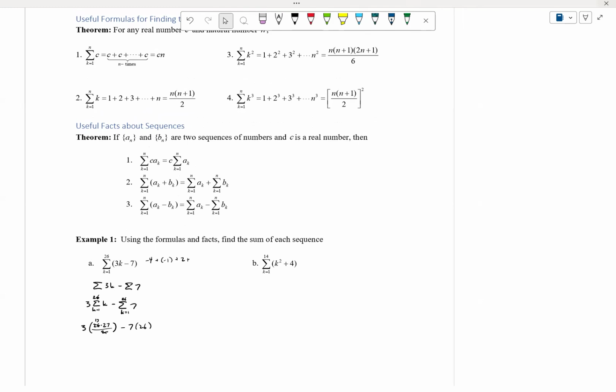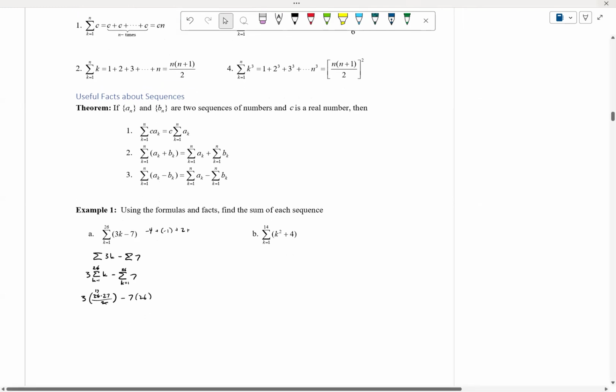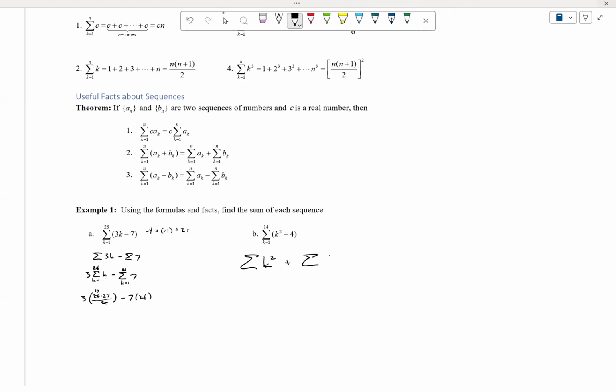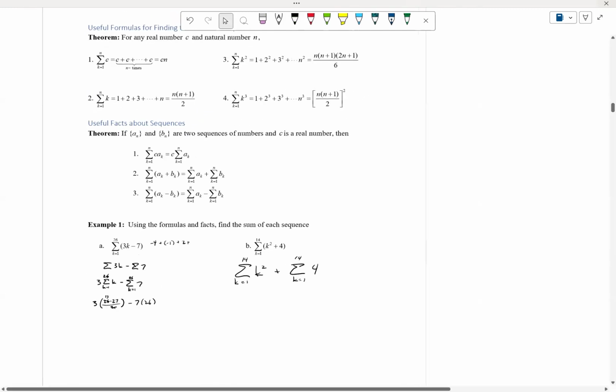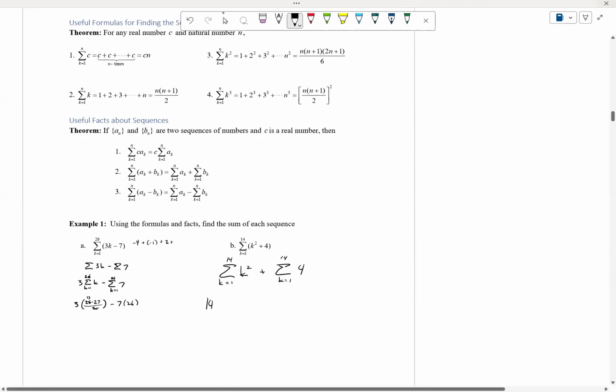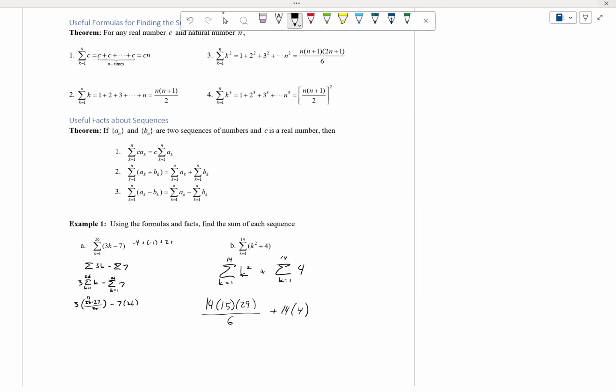Did you get it? I need some help. Kimmy, can you help me with this, please? I first broke it up into the sum with the K squared plus sum 4. And then I used the formula. K squared and 1, that's it. Okay, I didn't multiply it out slowly, but it's good. 16 times 29 over 6 plus 14 times 4. 14 times 4. Are we good with this? Thank you, Kimmy. Right, the path to the end is clear at this point.